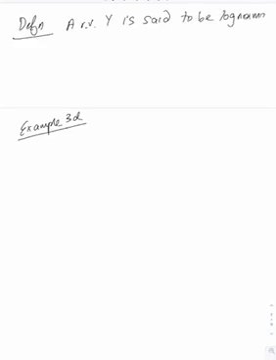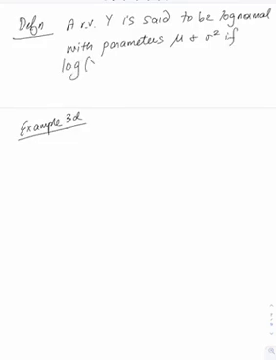All right, what is a log normal random variable? Actually, let me write down the definition up here. A random variable y is said to be log normal with parameters mu and sigma squared if log of y is normal with mean mu and variance sigma squared. Okay, so you say a random variable is log normal if log of it is normal.